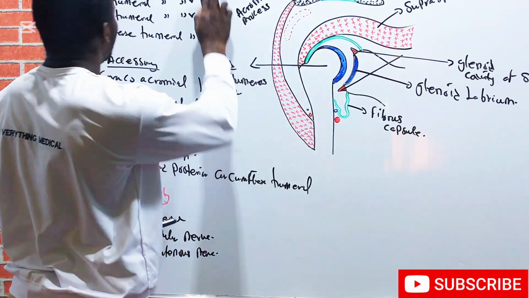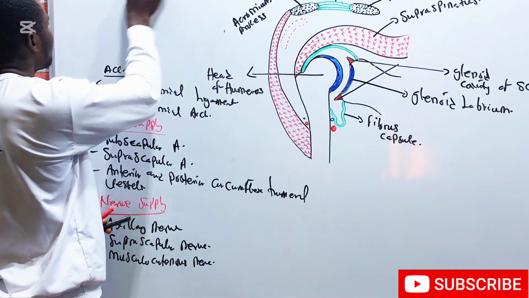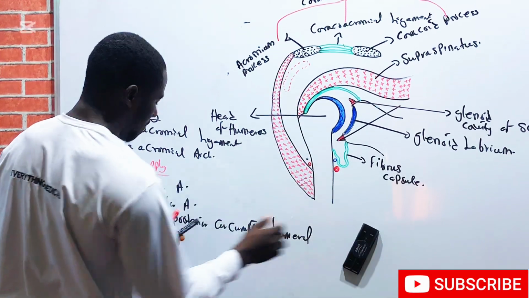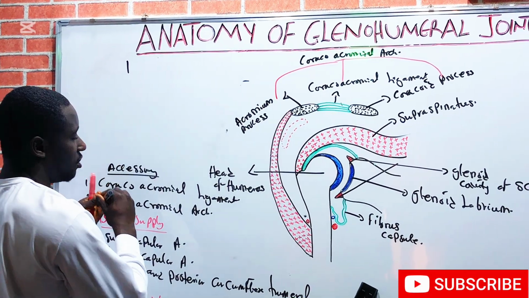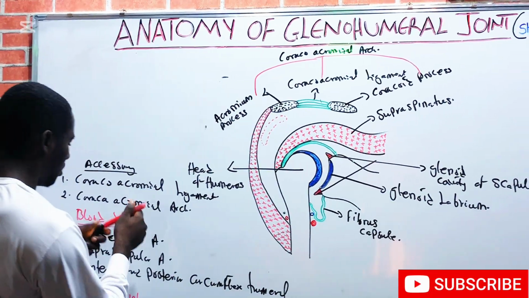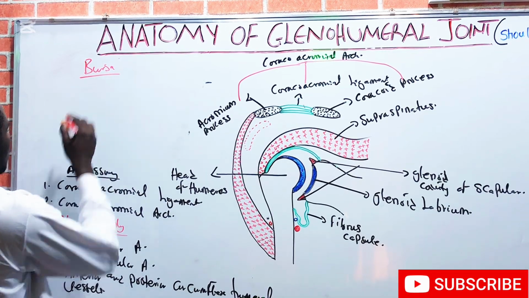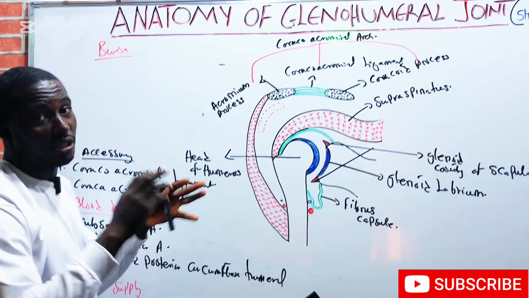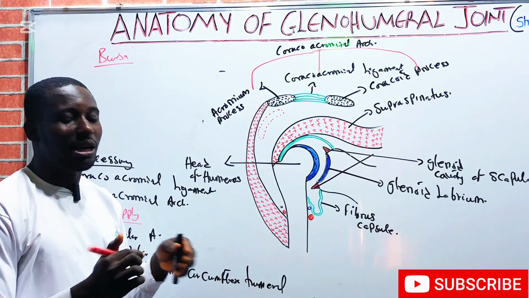Okay, the next we're going to be looking at is the bursa of the shoulder joint. The shoulder joint has numerous bursa, but we are going to be looking at the major ones.